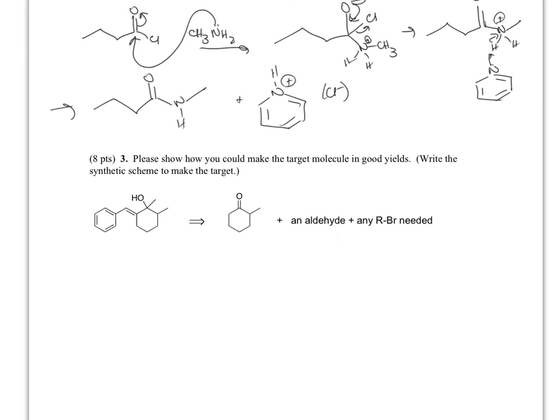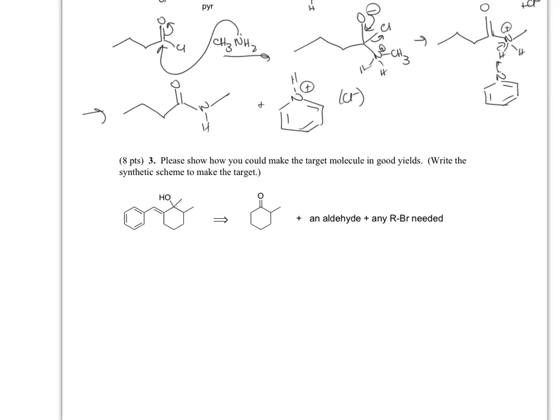Okay, number 3, they're giving us a target molecule, so we've got to figure out how to make it. Remember, this is the starting material on this side of the arrow when we're doing retrosynthesis, and this is the product. Okay, so we want to go that way.